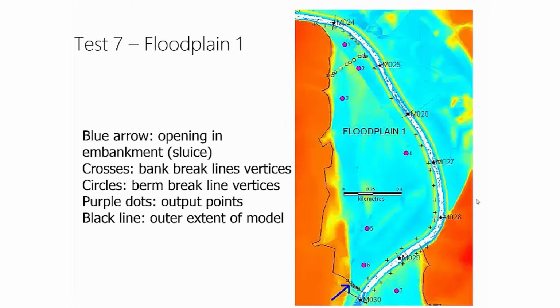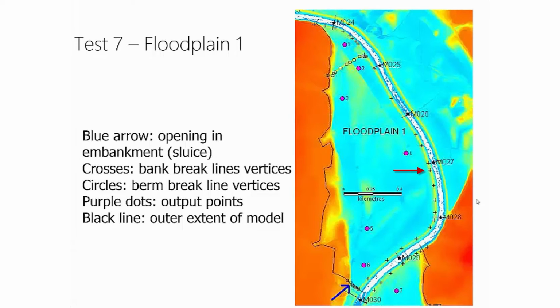Now I'm going to go through each floodplain because in this particular test it had a lot of interesting features that presented some challenges, and I want to talk a little bit about how we overcame each one. So this is the first floodplain. Starting with the blue arrow located at the bottom of the screen here, that's representing an opening in the embankment. So what we had to do there is somehow connect that floodplain back to the 1D channel, and I'll talk a little bit about how we did that in a minute.